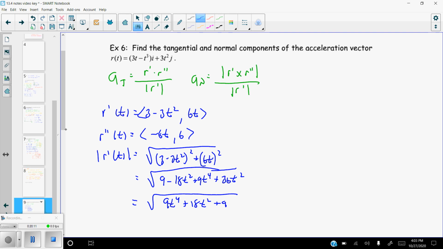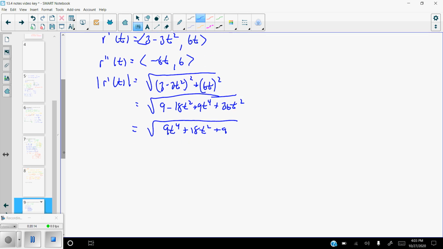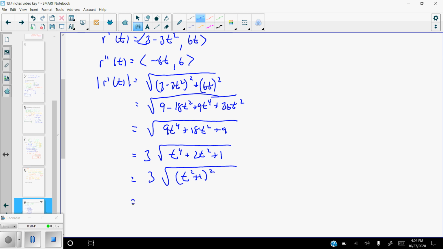Okay, I can definitely factor a 9 out of that. Factoring the 9 out means I can pull a 3 out to the front, and we're going to get t to the fourth plus 2t squared plus 1. Oh, that's wonderful, because t to the fourth plus 2t squared plus 1 actually factors to t squared plus 1 times t squared plus 1, or t squared plus 1 squared, which then you can take the square root of and get 3 times t squared plus 1. That's our magnitude of r prime of t. Man, that's actually really nice in this case.